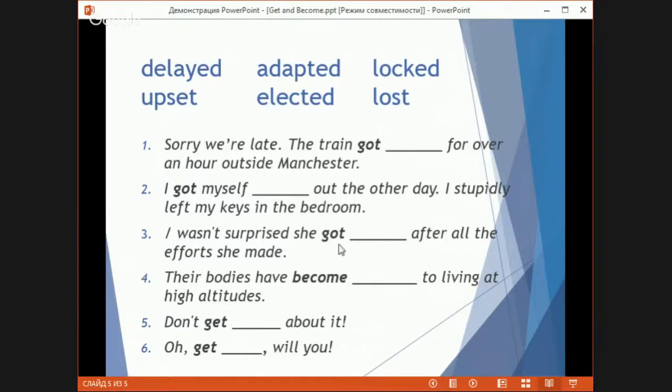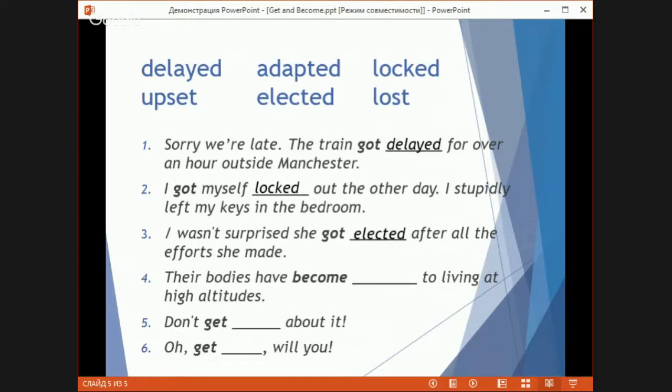So let's check our last slide, what we have here. Sorry we are late, the train got delayed. Some mishap, let's say, some unfortunate event. I got myself locked out the other day. Again, you did it by yourself, you're responsible for this action. I wasn't surprised she got elected after all the efforts she made, so also she did it to herself.